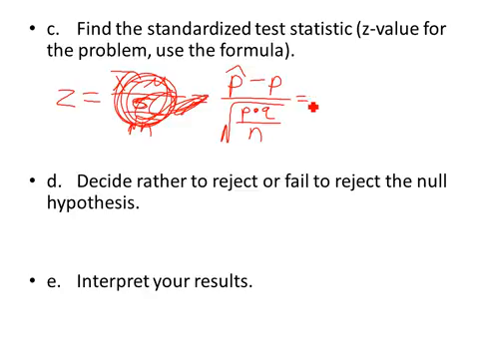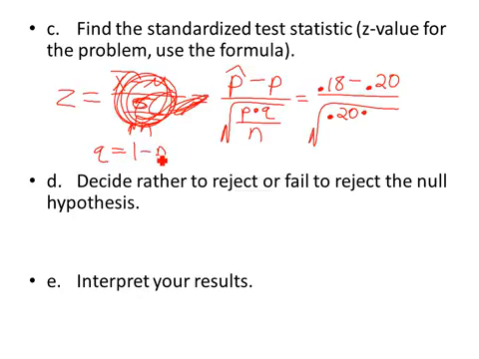What was P hat this time? 0.18. P was 0.20. Down here at the bottom, P is 0.20. Now your Q, how do you find your Q? 1 minus P. So Q equals 1 minus P. Well, 1 minus 0.20 is 0.80, over what was our N? 1420. Plug all that into the calculator.